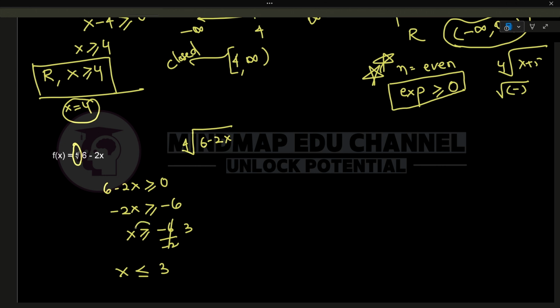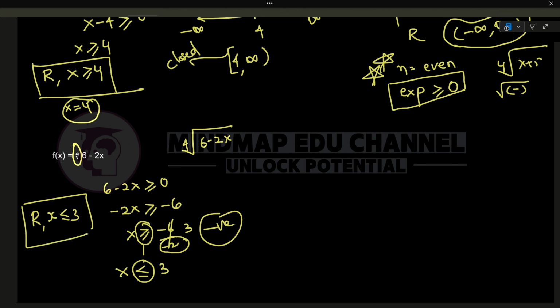Now here, wow, see how the inequality sign changed. Remember, whenever you divide by a negative number, the inequality sign will change. So here, the domain will be all real numbers where x is less than or equal to 3.